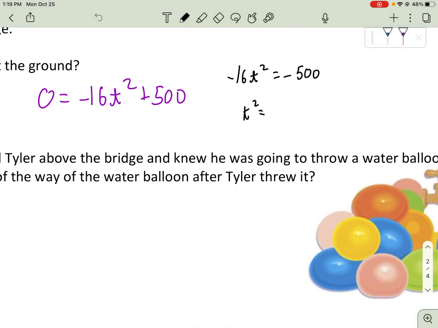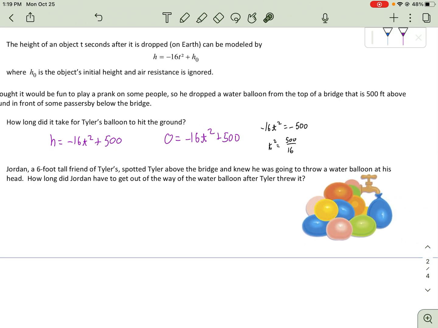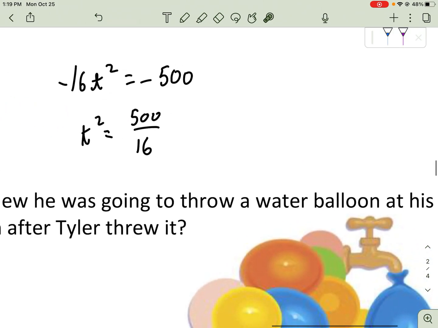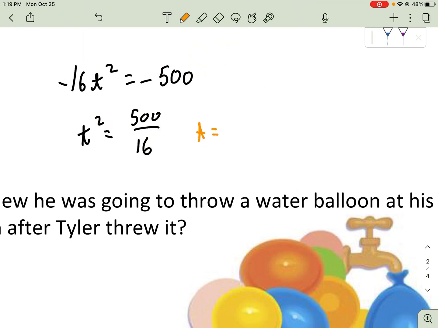Okay. So we get 500 over 16. And then to get rid of the square, you square root both sides. Now we don't need a plus or minus on this problem because time has to be positive. So for a real world problem, only the positive answer makes sense here. So that means t equals square root of 500 over square root of 16, which is the same as square root of 500 over 4, because that's a perfect square.